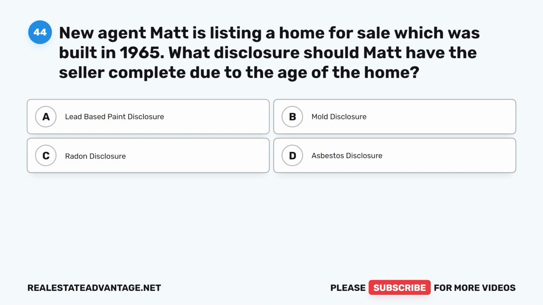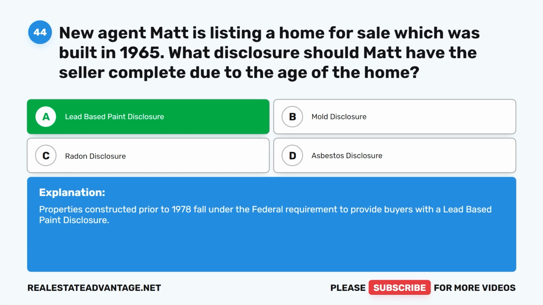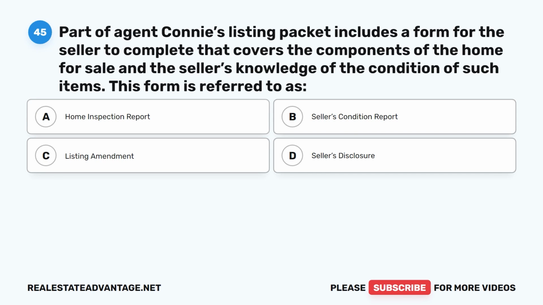A. Lead-based paint disclosure. B. Mold disclosure. C. Radon disclosure. D. Asbestos disclosure. The correct answer is A. Lead-based paint disclosure. Properties constructed prior to 1978 fall under the federal requirement to provide buyers with a lead-based paint disclosure.